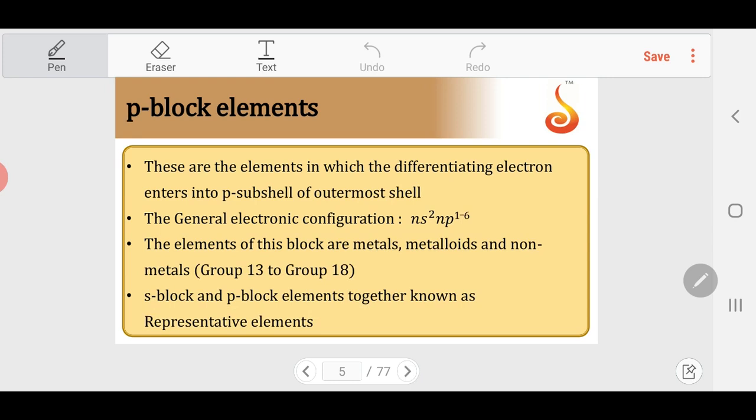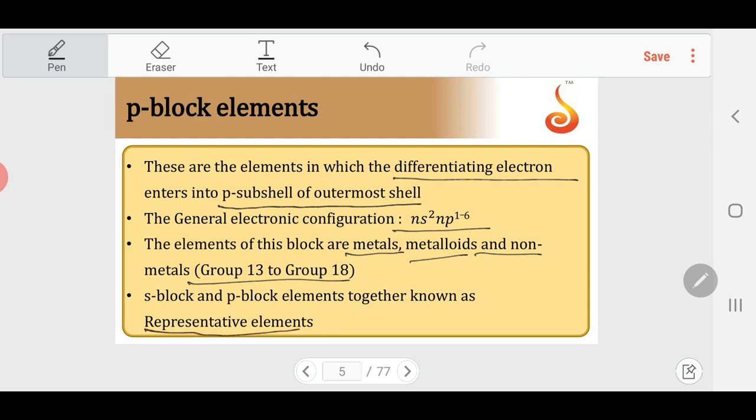P block elements are the elements in which the differentiating electron enters the P subshell of the outermost shell. So the general configuration is ns2 np1 to 6. This block contains metals, non-metals as well as metalloids. All 3 types of elements are present. There are 6 groups coming under this category, that is group 13 to group 18. S block and P block elements together are known as representative elements.